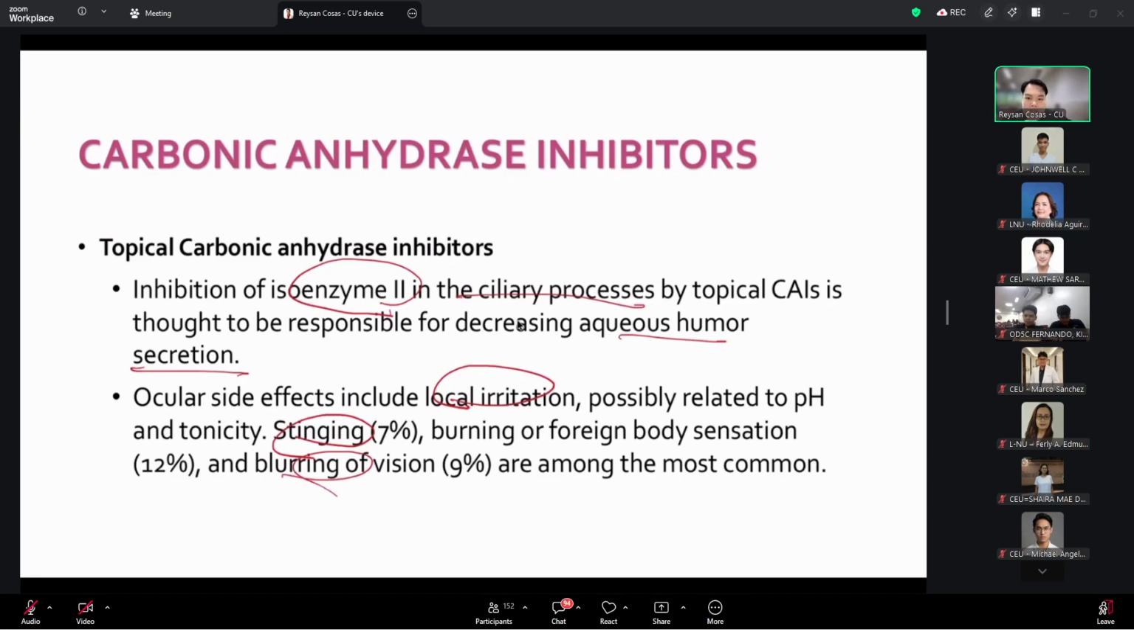Let's now compare the topical KIs to the beta blockers. So if you are asked, which is more effective in reducing the nocturnal aqueous humor flow rate, beta blockers or KIs, which is more effective at night? KIs or beta blockers?